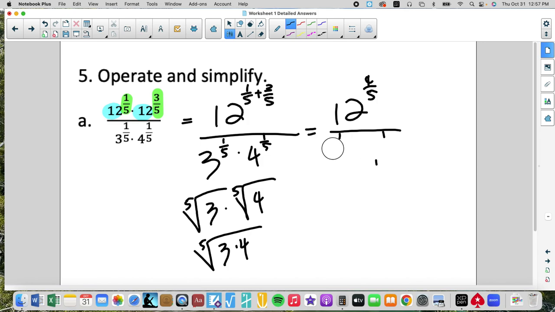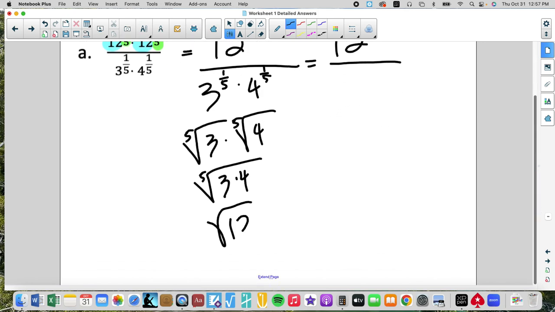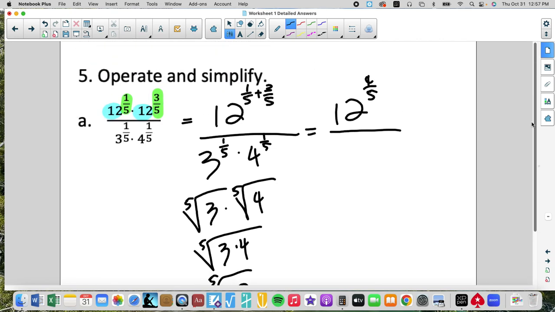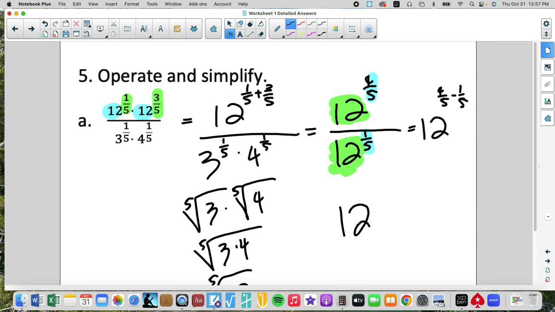Okay, so let's erase this. That becomes 12 to the 5th root, which can be written as 12 to the 1/5. Now we have like bases, and we are dividing, so we're going to subtract their exponents. So this becomes 12 to the 4/5 minus 1/5, which is 12 to the 3/5. And I think we would just leave it like that. 12 to the 3/5. Yes, that's their answer.